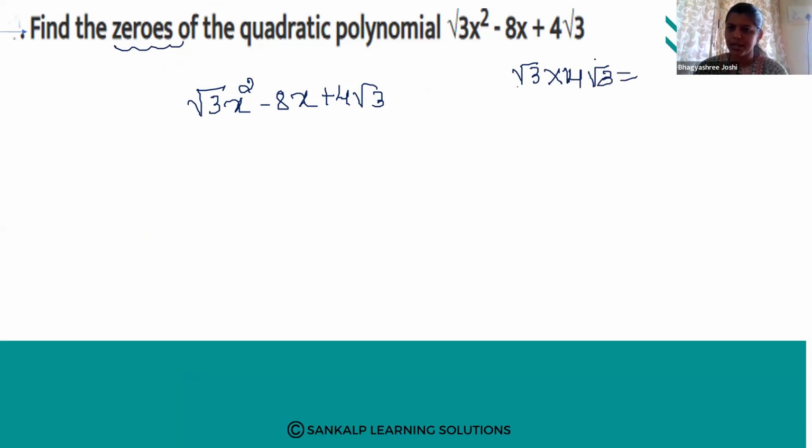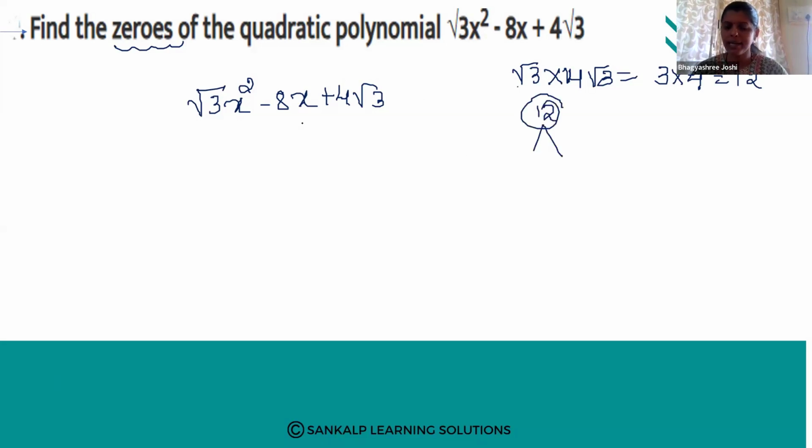Yes. So root 3 into root 3 is 3. Here 4 is there. So that means 12 you will get. 4 into 3, that is 12. Now the product should be 12.